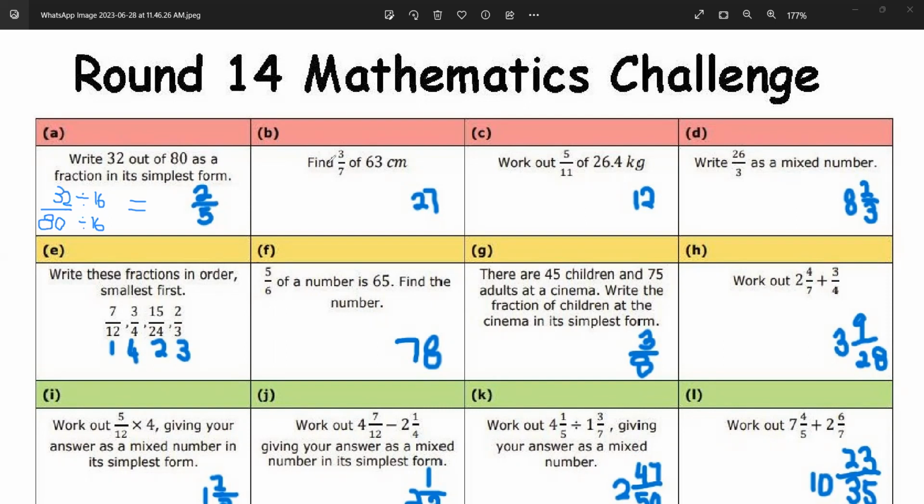Question B. Find 3 out of 7 of 63 cm. When we see the word "of", it means times. So 3 out of 7 times 63. 63 is an integer, so we'll make it a fraction by adding a 1 as its denominator.